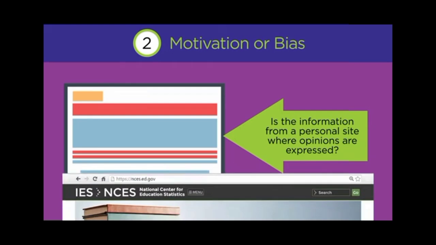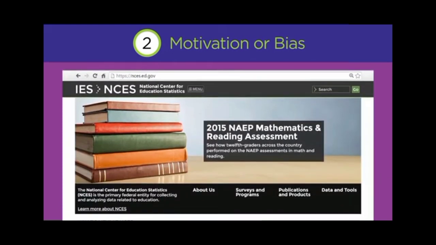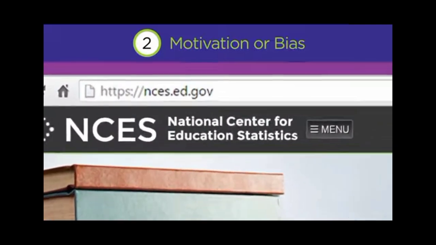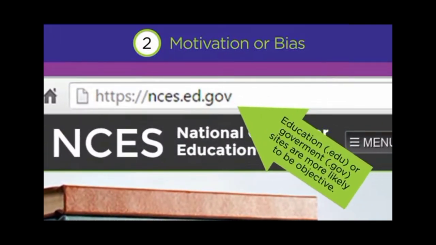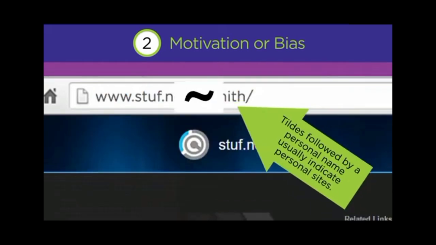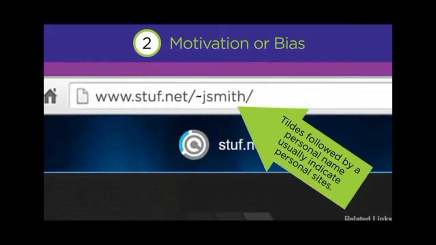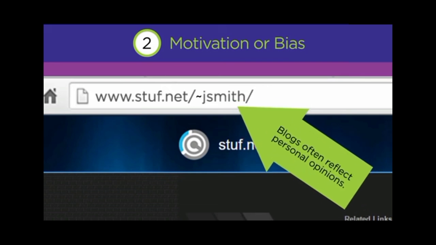Again, you might have to dig to figure out who supports the points that are being expressed. Analyzing the URL can also be helpful. Education or government sites are more likely to provide objective information. Commercial sites are usually motivated to make money in some way. Tildes followed by a personal name usually indicate personal sites. Also, blogs often reflect personal opinions.